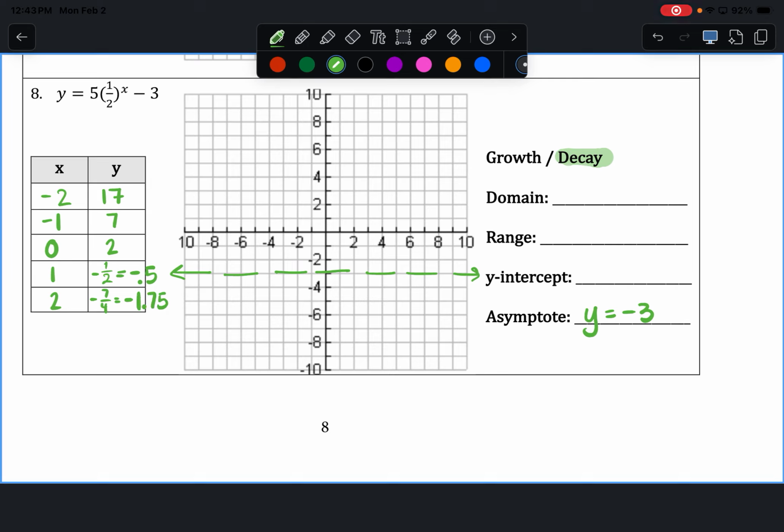1.75. Okay, so now we're going to graph this. So we go to negative. Can I graph the point -2, 17 on this? Nope. Go ahead. Can I graph the point -1, 7 though? Yes. Can I graph 0, 2? Yes. Okay, then we do 1, -1/2. Then I do 2, -1.75. And I can get really close to what line but not touch it?